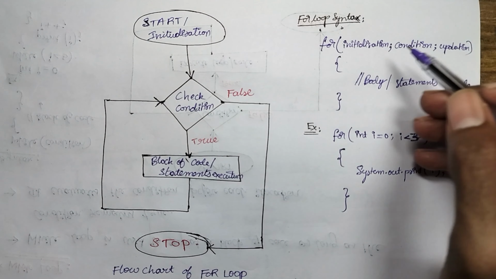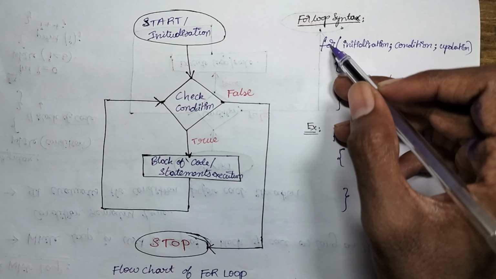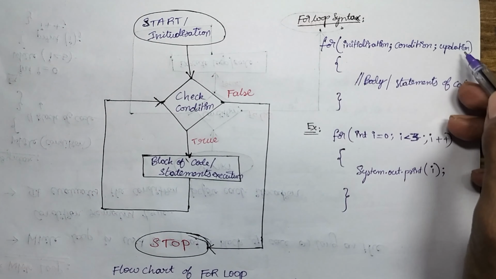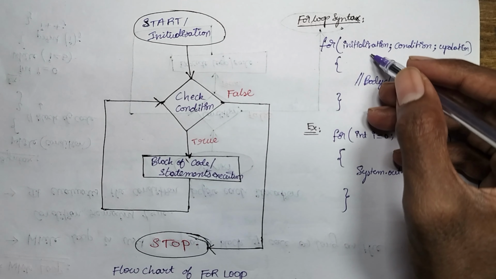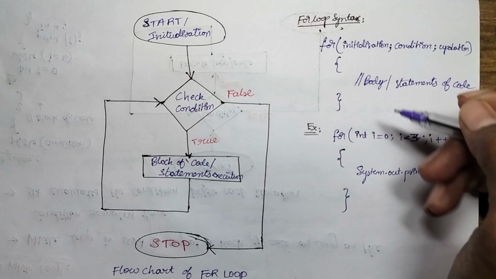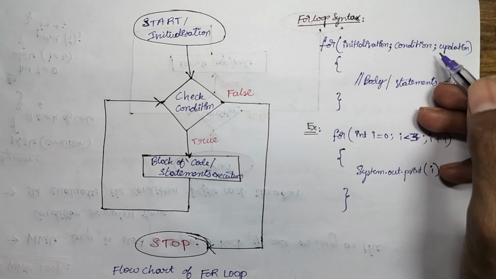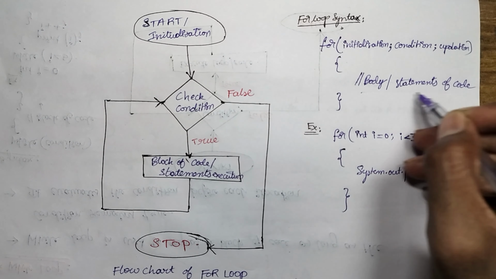If you look into the syntax for the for loop, the syntax is for, and in brackets we will see the initialization, condition, and updation of the variable. Initialization means the initialization of the variable, and if the condition is true, then this block of statements will be executed.